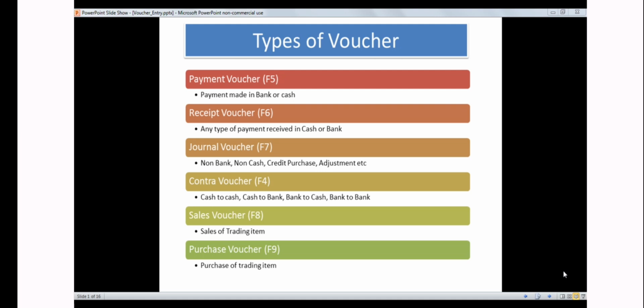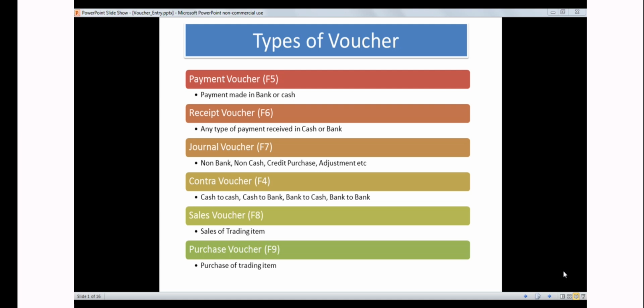Okay, so the first voucher is a payment voucher. The shortcut is F5. Now, payment made in bank or cash means any sort of payment which has been made and which has been realized in the form of draft, cheque or cash, that will be considered under payment voucher.